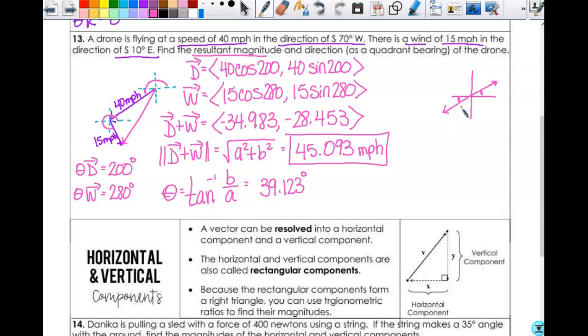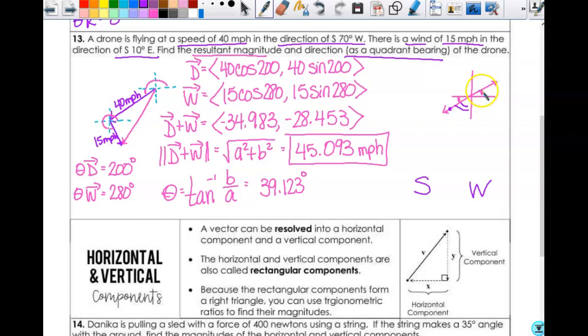What I want is a quadrant bearing, meaning how do I get over here? I would clearly not go north. I'd have to go south and then swing west. So my answer is going to be south something west. And I got to figure out what that angle is, right? It's whatever this angle is.